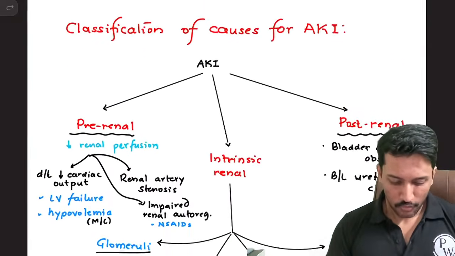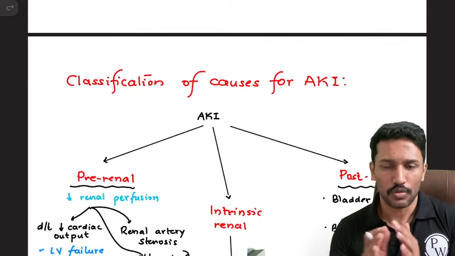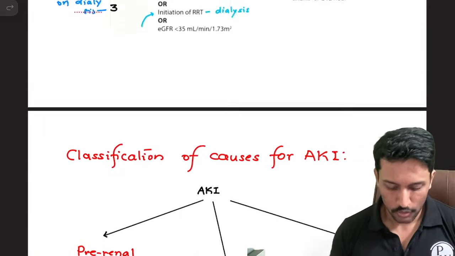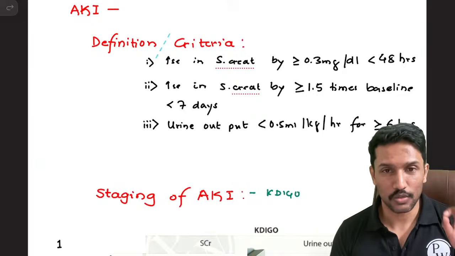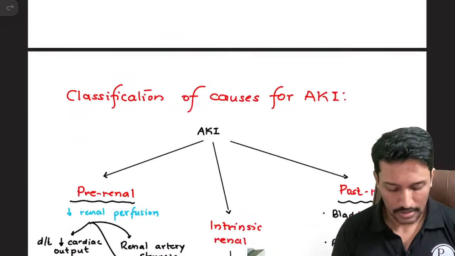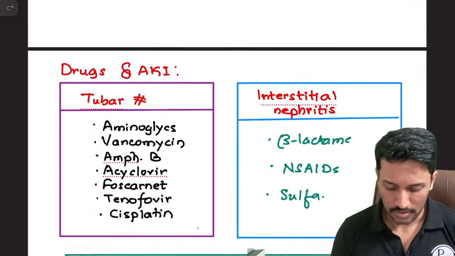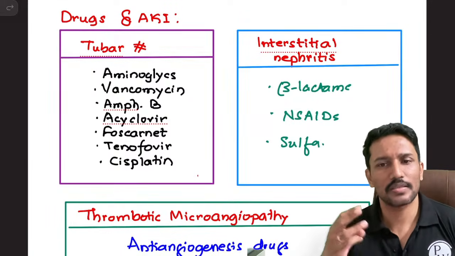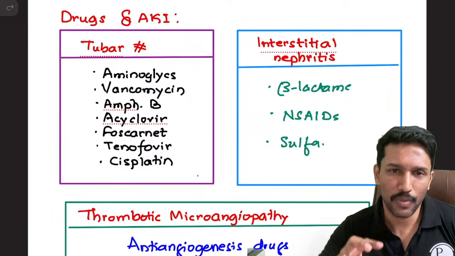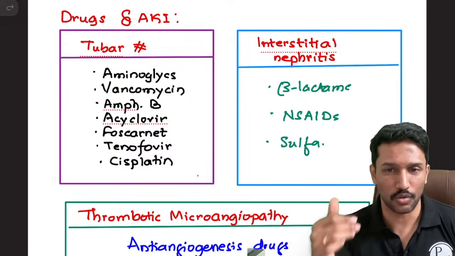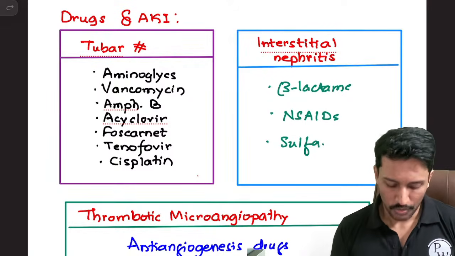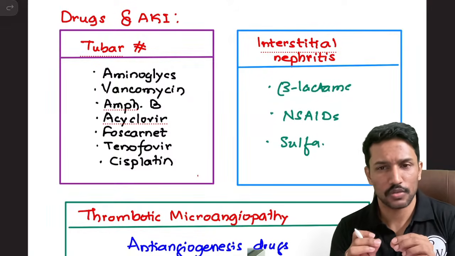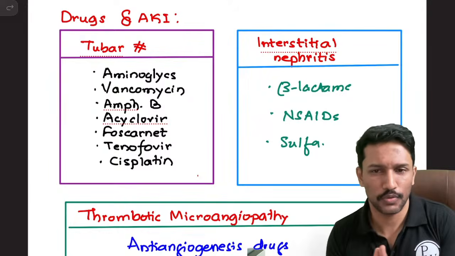Okay, so now we have understood the classification of causes for acute kidney injury. What we have studied so far is the diagnostic criteria or definition, the staging, and the classification of causes. I'm just adding a small table here. This is for MCQs, as well as some universities have 3 marks questions asking you to enumerate the drugs causing acute kidney injury. So here also I have classified them based on their site of damage.